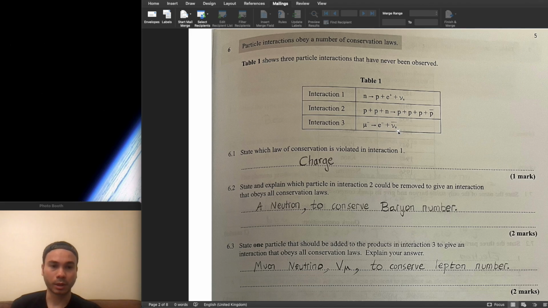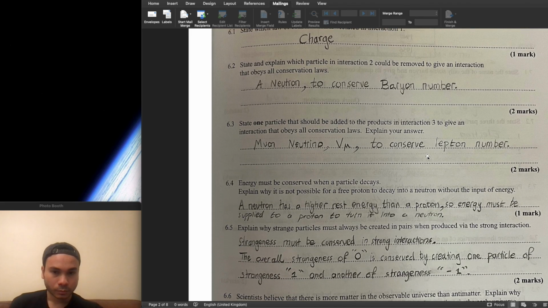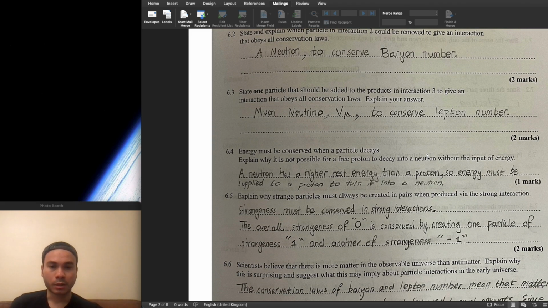Okay. Right, 6.4, explain energy must be conserved when a particle decays. Explain why it is not possible for a free proton to decay into a neutron without the input of energy.